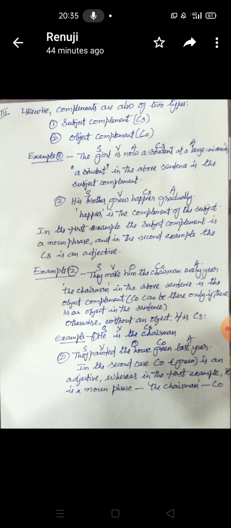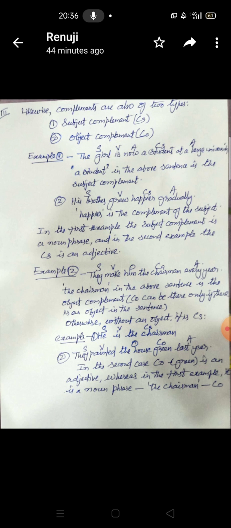When we have two objects, the indirect object and the direct object are two separate entities. But here, him and the chairman, they are the same. The chairman in the above sentence is the object complement, and as I said, an object complement can be there only if there is an object in the sentence. Otherwise, without an object, the complement, if it is there, is a complement of the subject. For instance, he is the chairman.